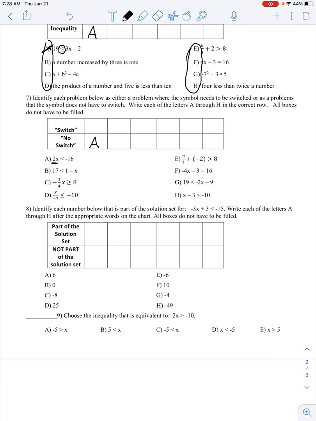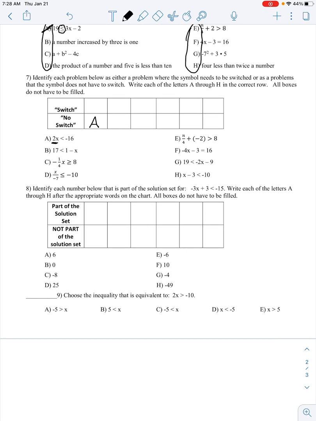And then finally number 8 here. So you need to do the rest of B through H on your own. And then for question 8, we need to identify each number below that is part of the solution set for this inequality here. So I'm going to go over the hard part with you here. So we could plug in each of these values and compare it to C, but there's an easier way where we don't have to keep plugging in all the time. So let's solve this inequality. So I'm going to take care of the hard part for you here.